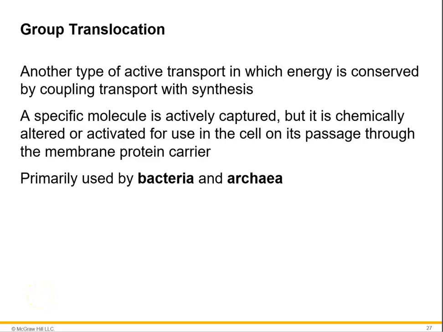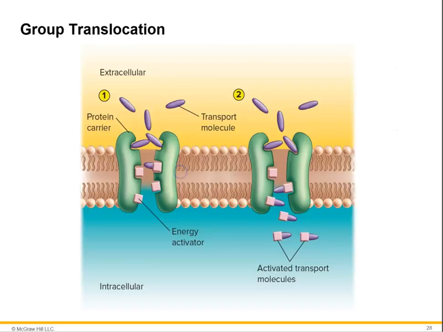Group translocation is going to be a lot like carrier-mediated active transport, okay? But during transport, the molecule is going to be chemically altered or activated. And the whole point of this is that it helps save a little bit of energy for the cell. This is going to be primarily used by bacteria and archaea.